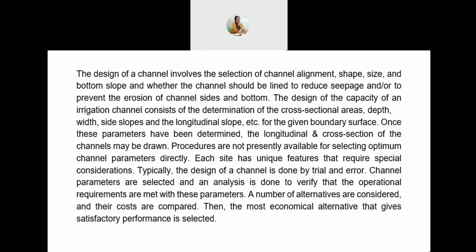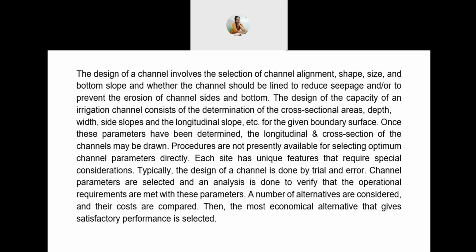The design of a channel involves selection of channel alignment, shape, size, and bottom slope, and whether the channel should be lined to reduce seepage and/or to prevent the erosion of channel sides and bottom. The design of the capacity of an irrigation channel consists of the determination of the cross-sectional areas, depth, width, side slopes, and the longitudinal slope, etc., for the given boundary surface.